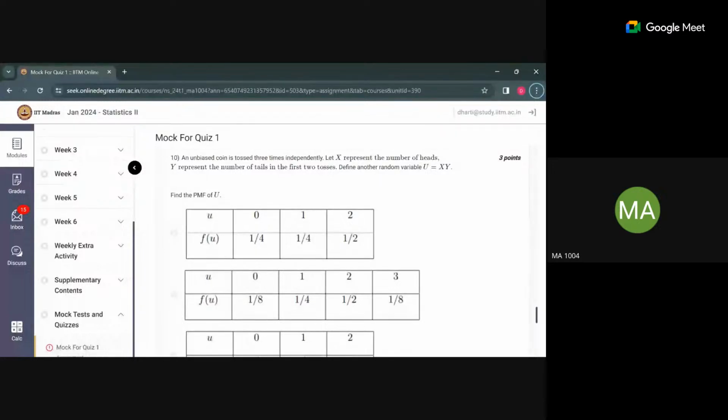Okay. So question number 10. An unbiased coin is tossed 3 times independently. X represents the number of heads, Y represents the number of tails in the first 2 tosses. Define another random variable U equal to XY, and you have to calculate the PMF of U. First, calculate what the possible values for U are.